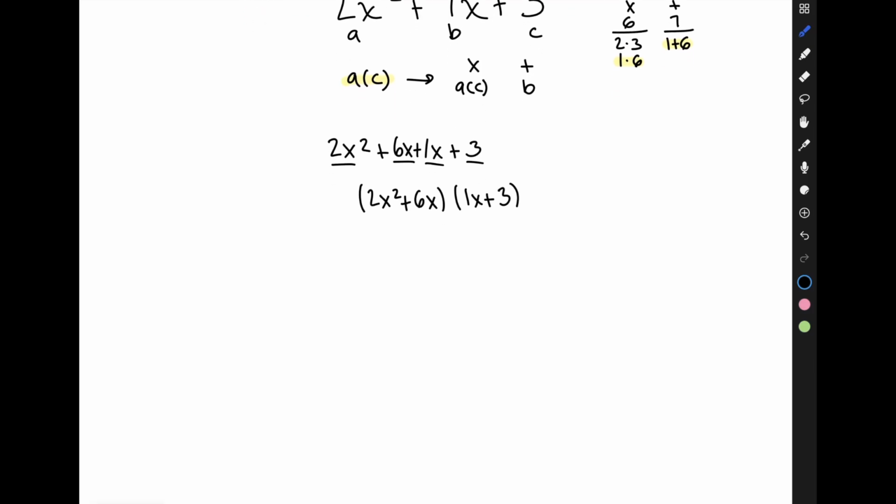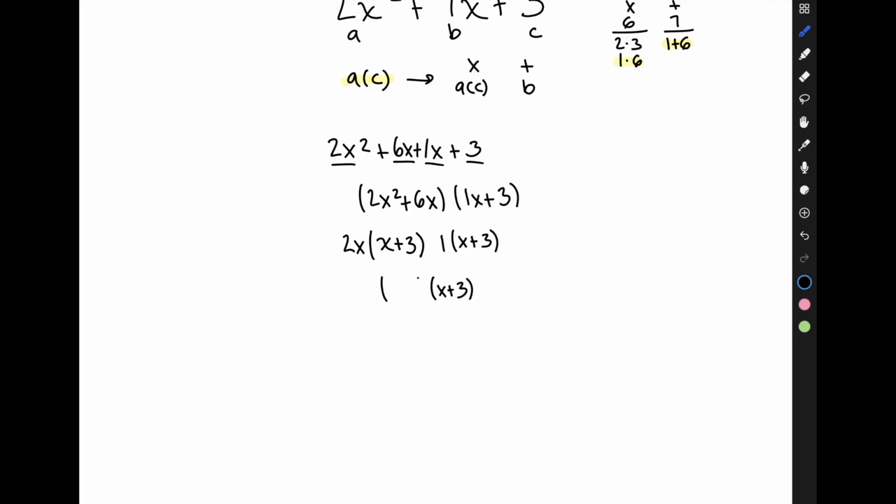So what is the greatest common factor of 2x squared plus 6x? The greatest common factor is going to be 2x because they both share a 2 and they both share an x. Inside the parentheses, we're going to be left over with x plus 3. What about here? 1x plus 3. What is the greatest common factor? The greatest common factor that these two share is just 1. And inside the parentheses, we're also going to be left with x plus 3. We have 2 x plus 3's. You can just reduce that to 1 x plus 3.